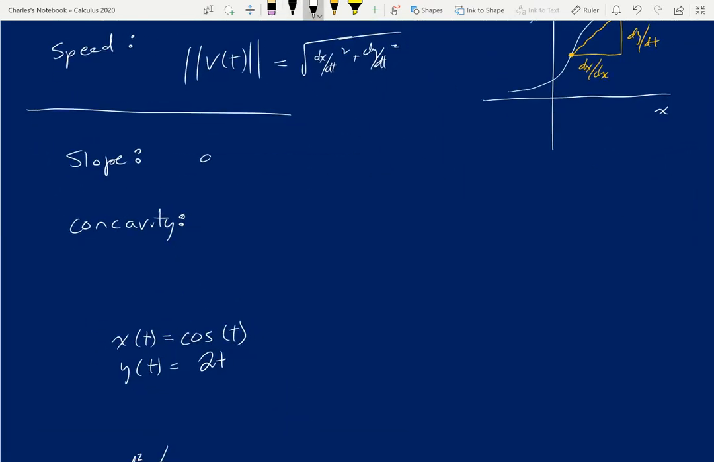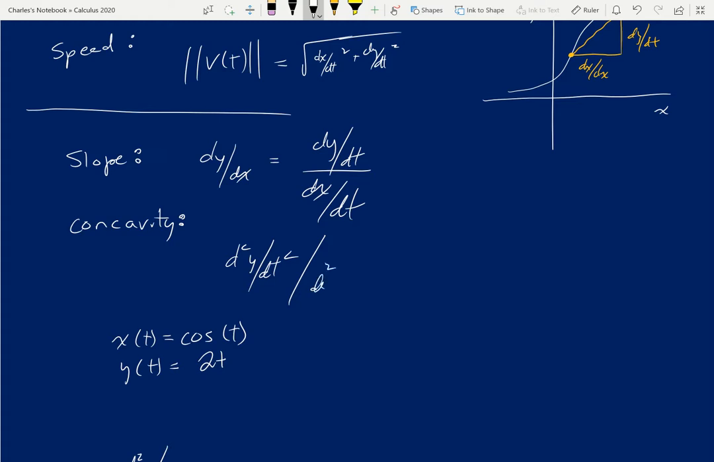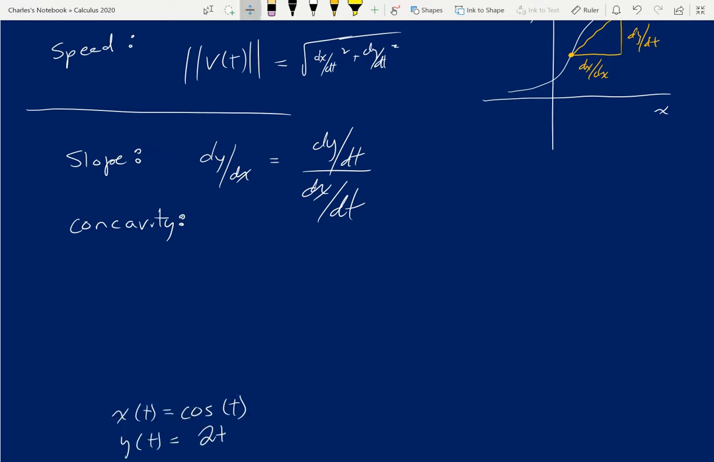Slope. Okay, so the slope of a function is dy dx, and that you get from doing a ratio of dy dt divided by dx dt. That's simple enough. But concavity is not what you would think. What you would think would be d squared y over dt squared over d squared x over dt squared. But that's not it, and that's one of the trickier parts of this whole thing.